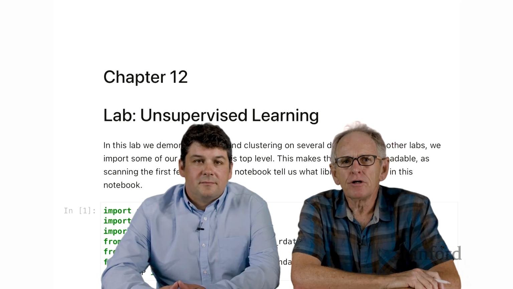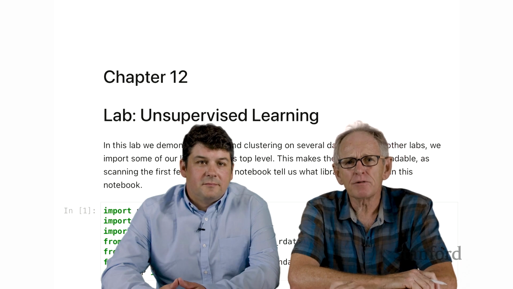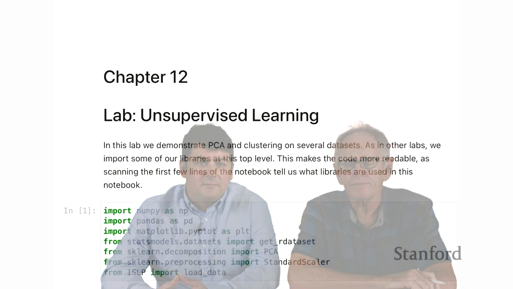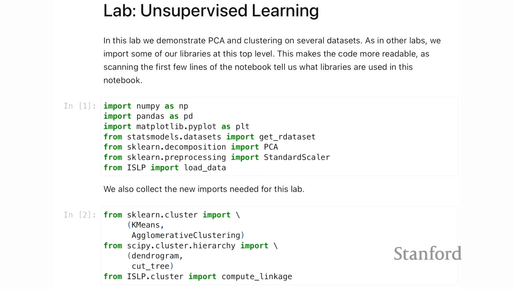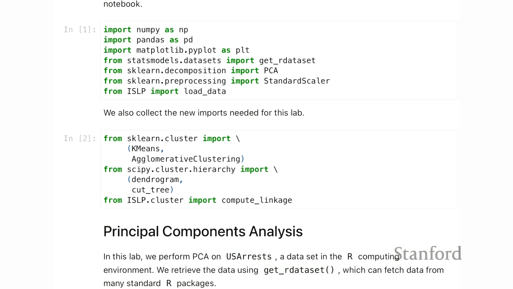Okay, now we're going to do the lab for chapter 12, which is unsupervised learning, and we'll in particular demonstrate principal components and clustering. So at the beginning of the lab, we import libraries just like we've done before, and by now is very familiar, and some new libraries and functions that get imported as well, including some that have been made for the ISLP package.